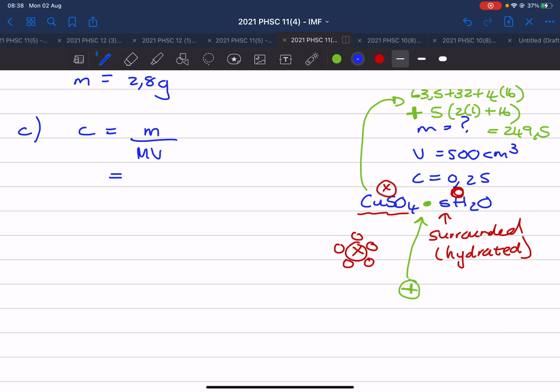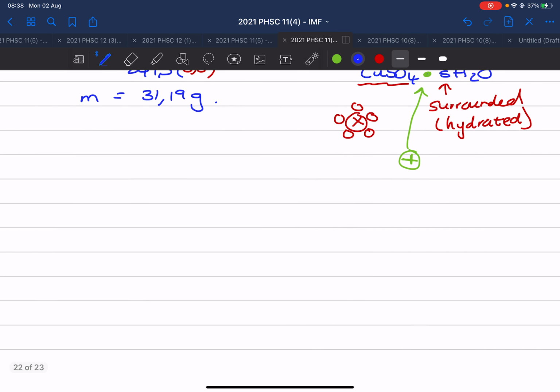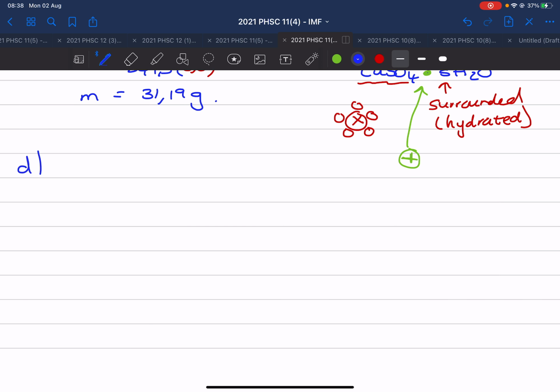Alright, so if we must calculate the concentration, then the concentration is 0.25. The mass we want to get, the molar mass is 249.5. And the volume, sorry, I forgot to say that, cubic centimeters, we don't like that. We must convert, that is 0.5 cubic decimeters. Right, so you get the mass then to be 31.19 grams.